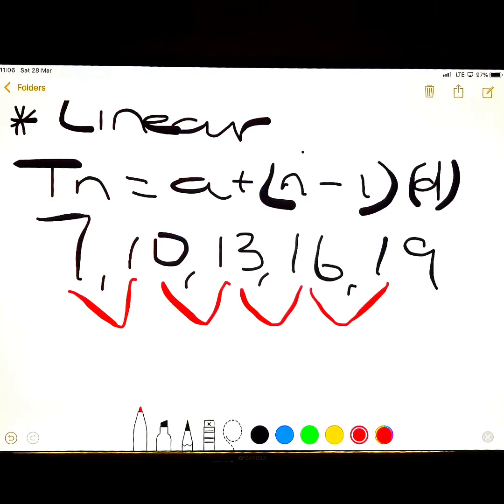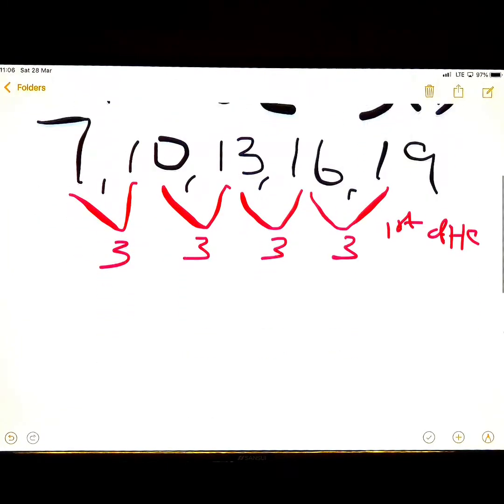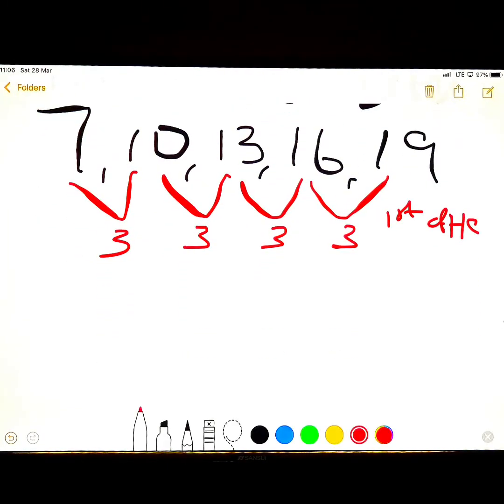So when we say 10 minus 7, it's going to give us a 3. 13 minus 10 is also going to give us a 3, and so on. So we all know that the first difference, which is the common difference, is 3. Okay, it is going to be 3. So when we continue, the things we know about arithmetic is that it is linear, and it has a common difference.